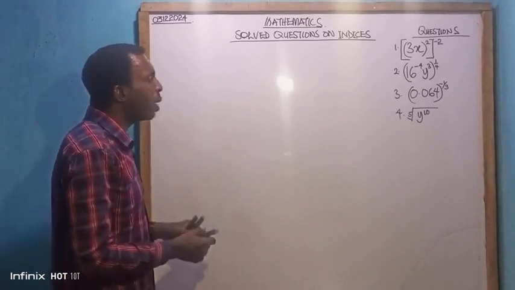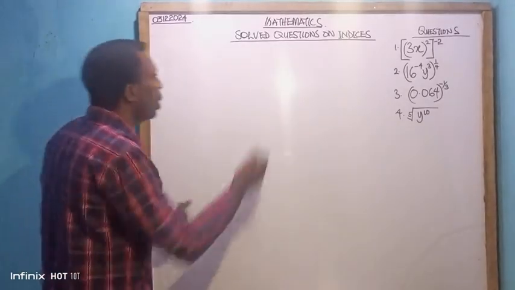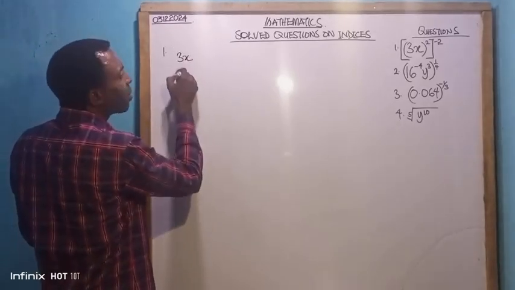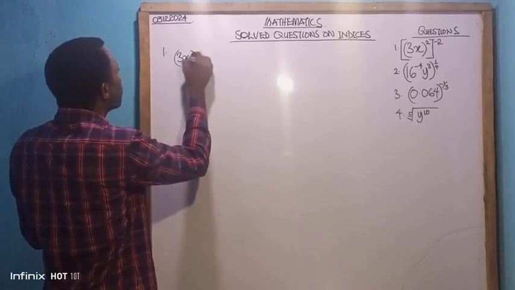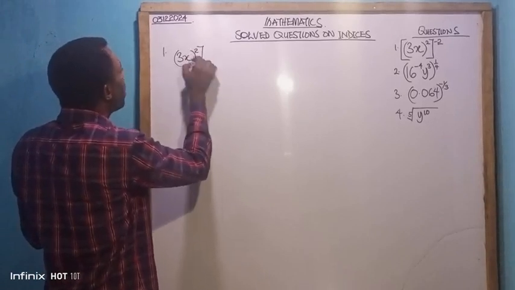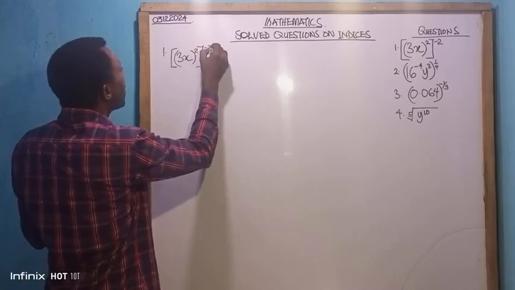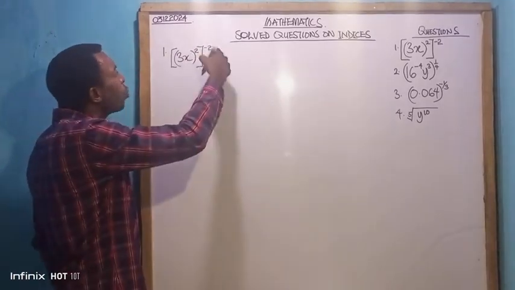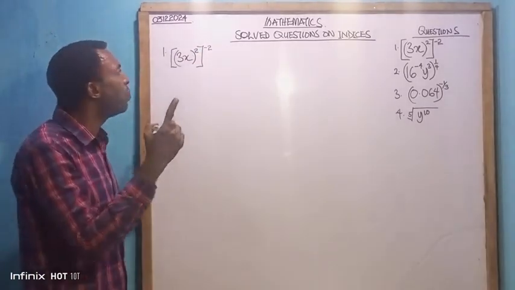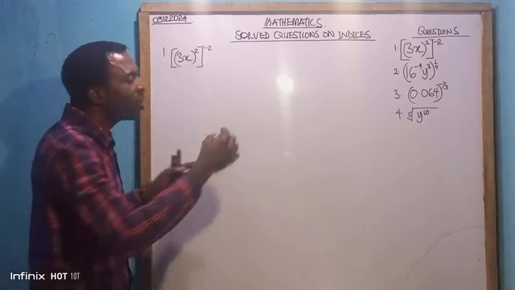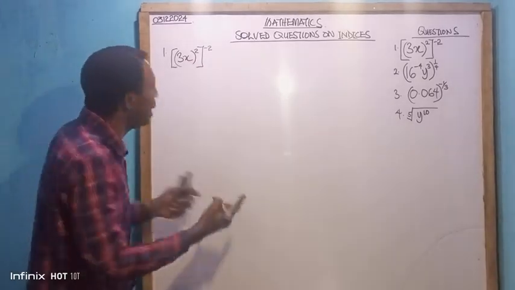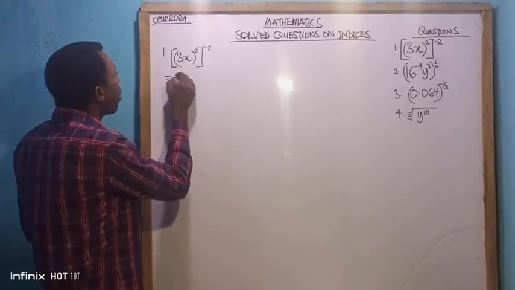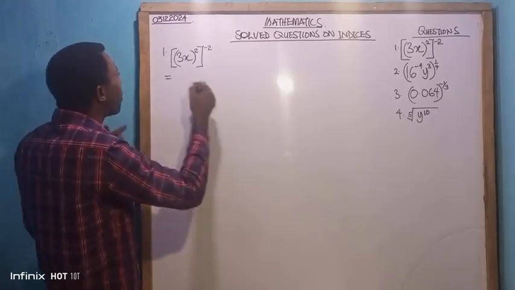Now, I know the viewers at home are enjoying the class, so let's move on. Number one says (3x)^2 all raised to power minus 2. Whenever I want to solve something like this, we are having two powers. That is one thing you have to be very careful about. The first thing is to solve the brackets one by one. Let's remove the outer bracket first.